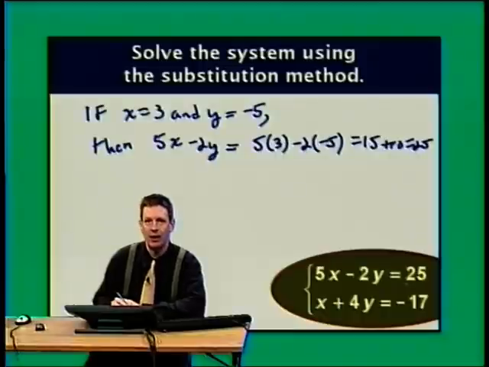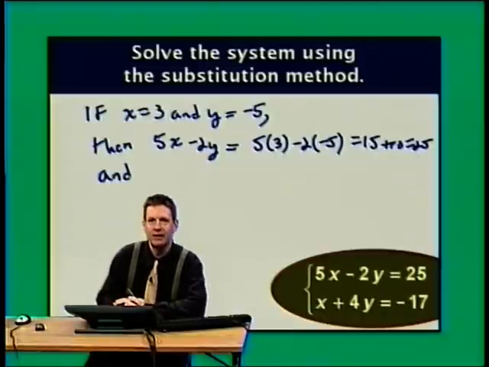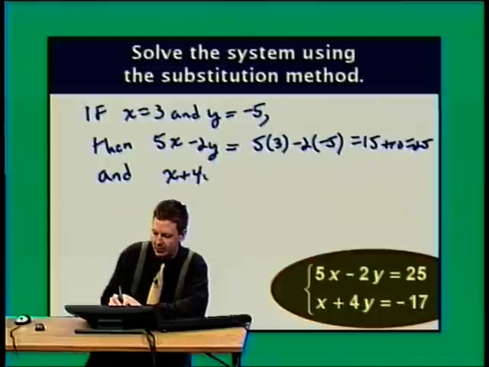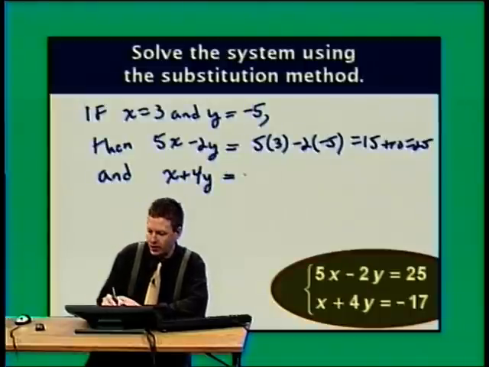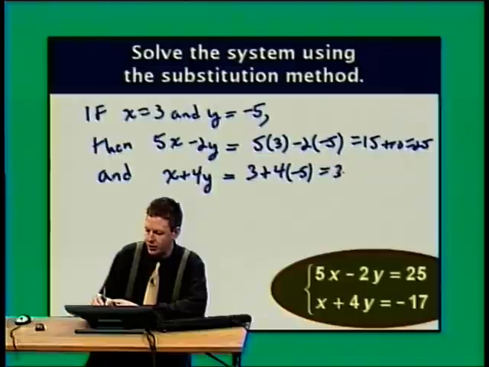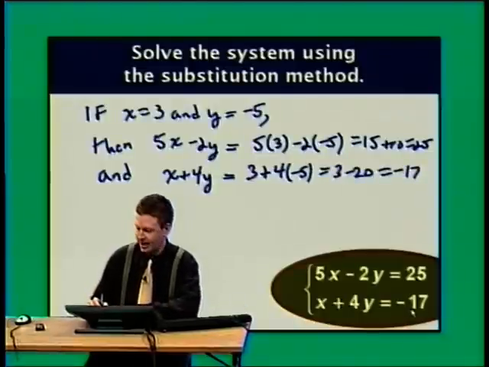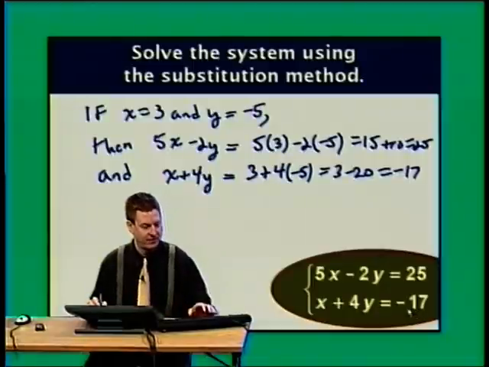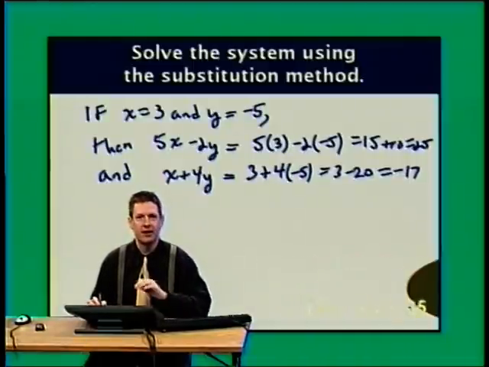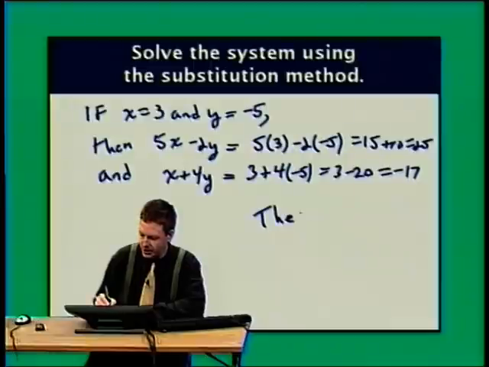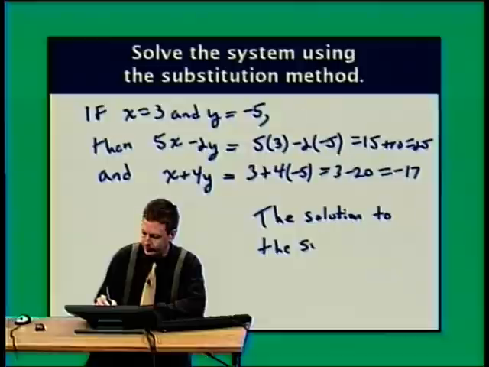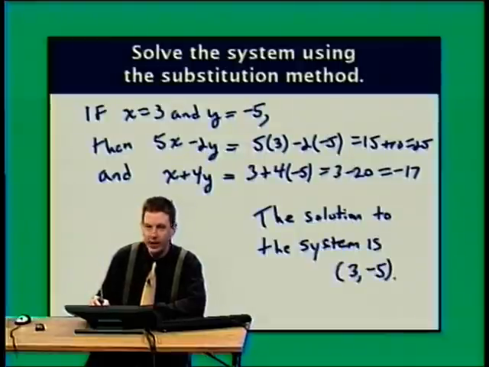How about the second equation? Well, in the second equation, the variable expression is x plus 4y. So this is going to be 3 plus 4 times negative 5, which is 3 minus 20, which is negative 17. And by George, that's what I wanted x plus 4y to evaluate to. So it looks like we're good to go to state our conclusion. The solution to the system is the ordered pair (3, negative 5).